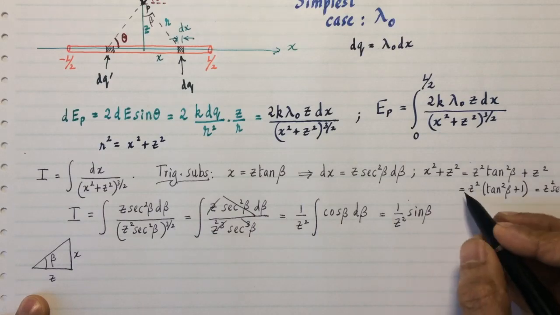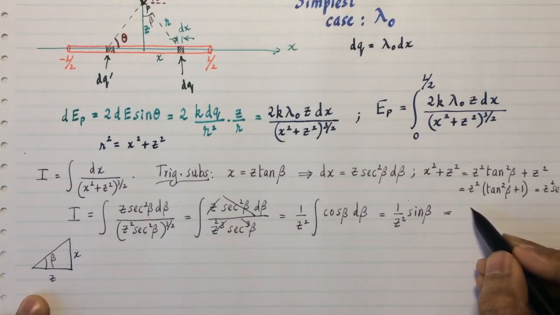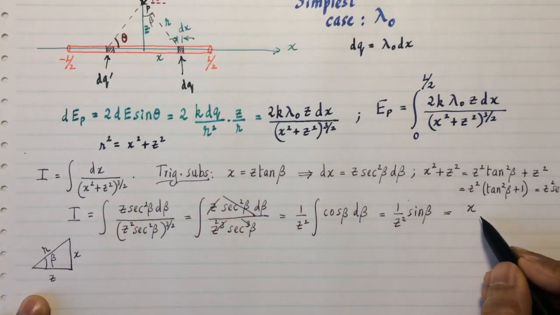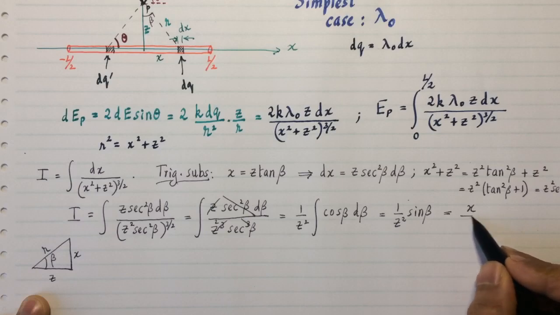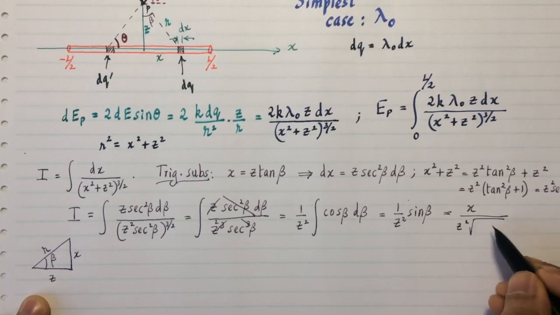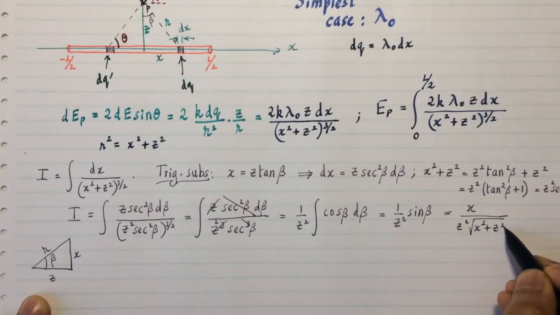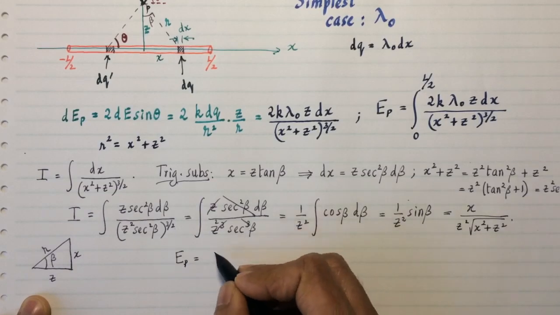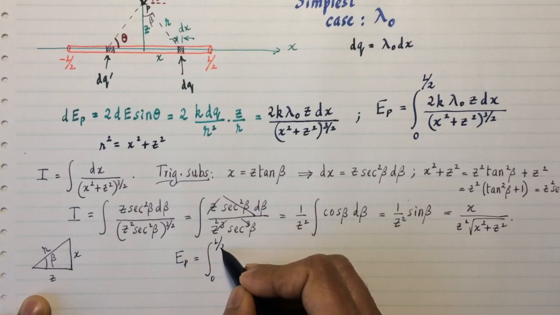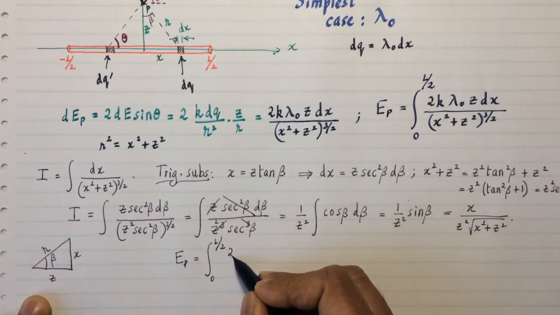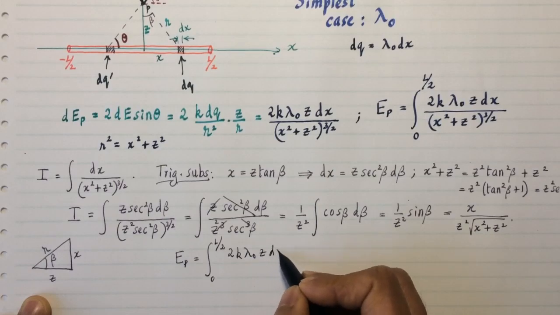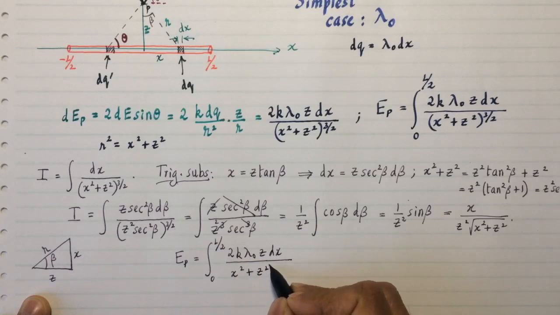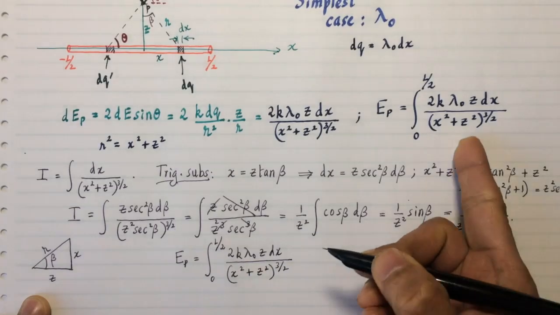Once you have that, you can write sine beta in terms of our original variables, and that's going to be x divided by this distance r. So that's x over z squared times the square root of x squared plus z squared. And we can write the final answer. E sub p is the integral from 0 to L over 2 of 2k lambda naught z dx over x squared plus z squared to the power 3/2. I've just copied down that expression there.